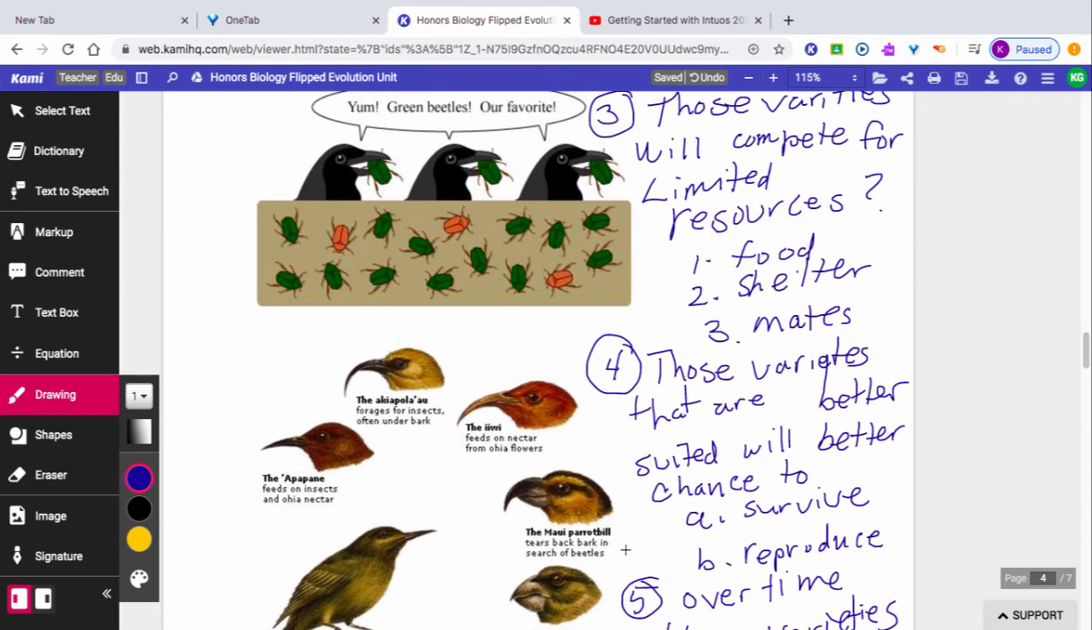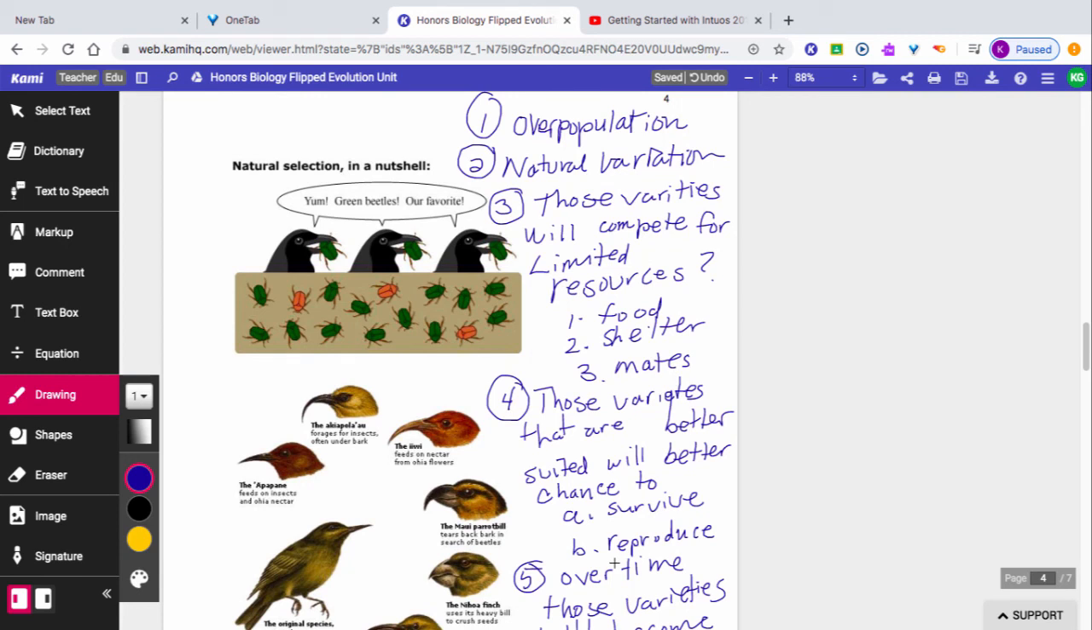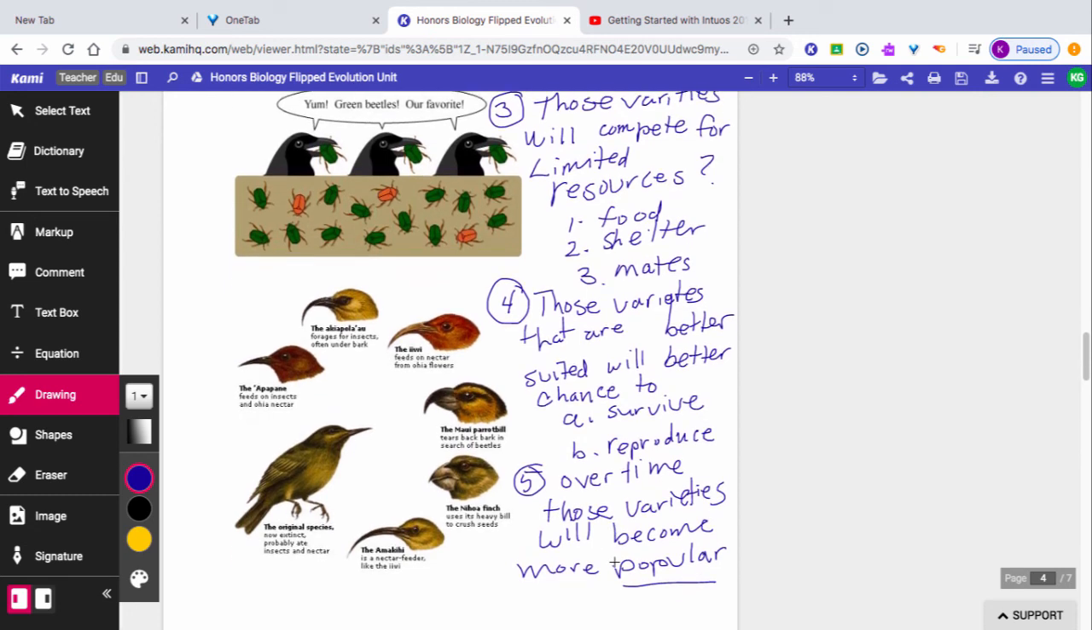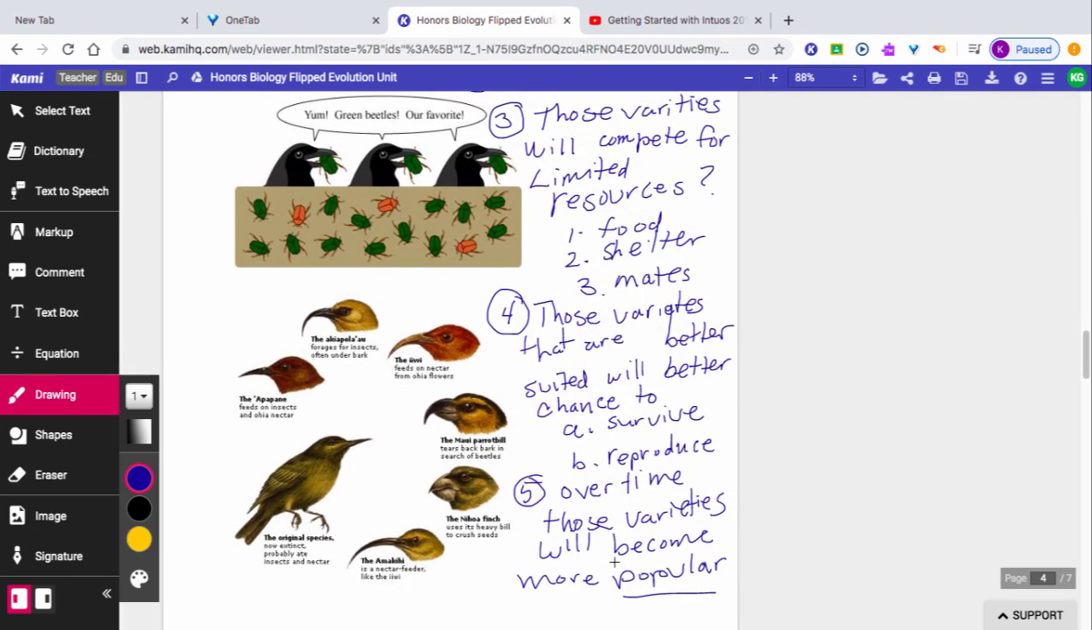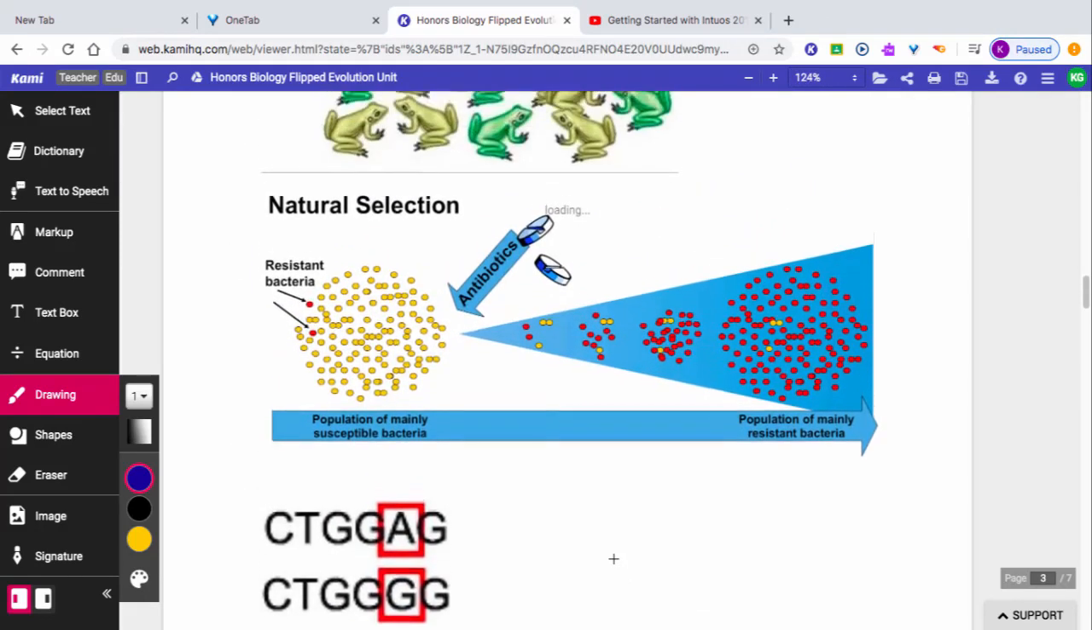So just to review those ideas of natural selection, there's going to be overpopulation. And if there's no variation, then none of the rest of this matters as far as natural selection goes. But if there is variation, those varieties will compete with each other for limited resources, such as food, shelter, and mates. And those varieties that are better suited to their situation will have more chance to survive and reproduce. And over time, they will become more popular. So that's what I'm showing here with this picture.